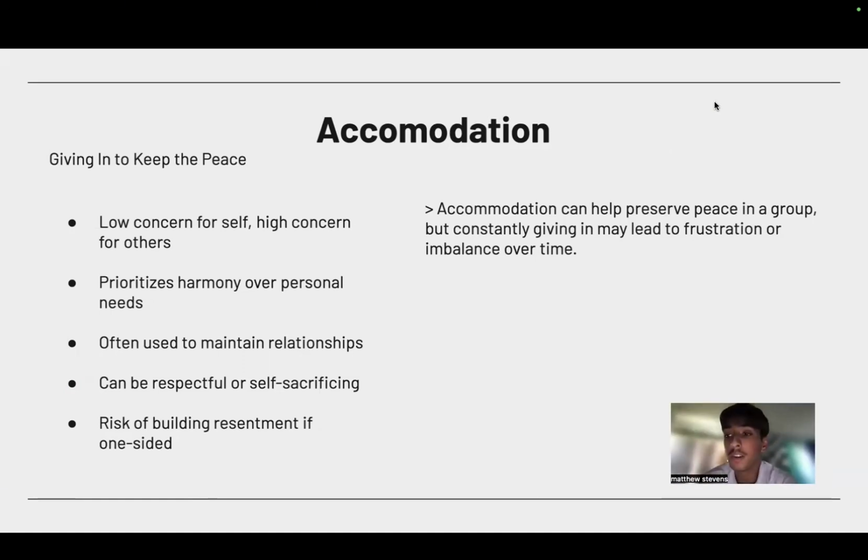Accommodation means you're putting others' needs above your own. It can be a loving, generous move, like letting your teammate take the lead because you trust their vision. But if one person always accommodates, they might feel invisible or frustrated. It works best when used intentionally, not just to avoid confrontation, but as a thoughtful choice.